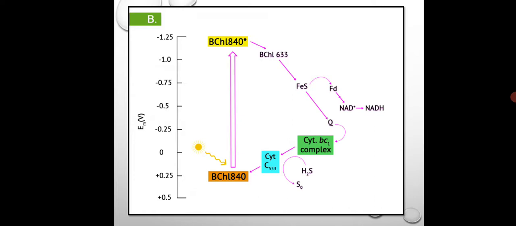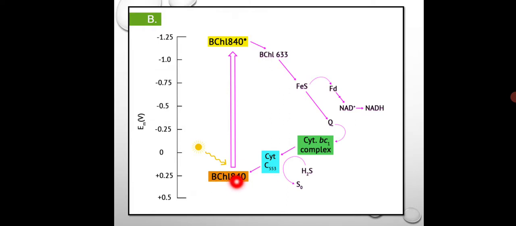So here also antenna pigments are there. These antenna pigments harvest the light, capture the light and pass it to the reaction center. Here the reaction center is photosystem 840.